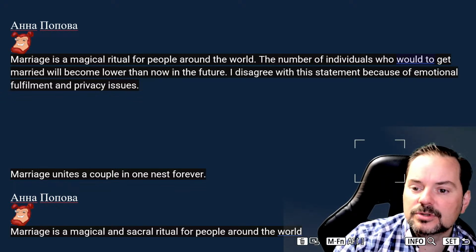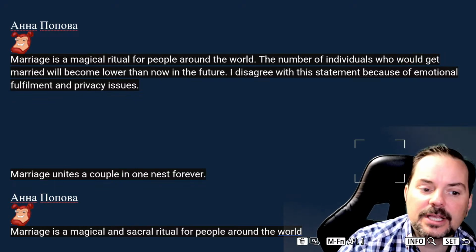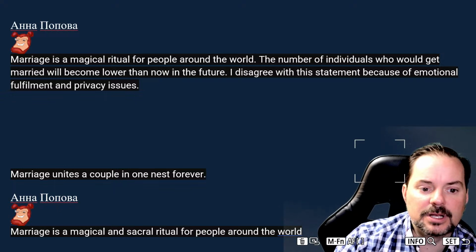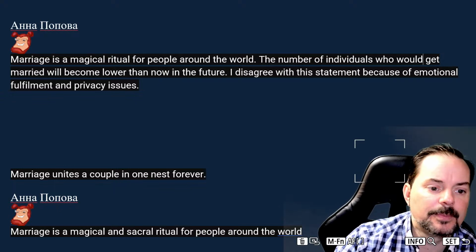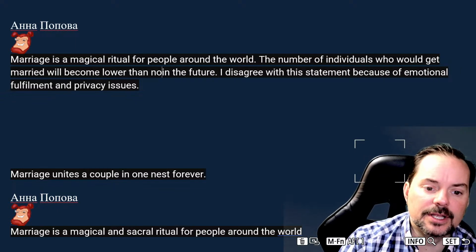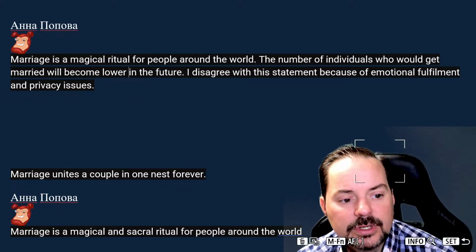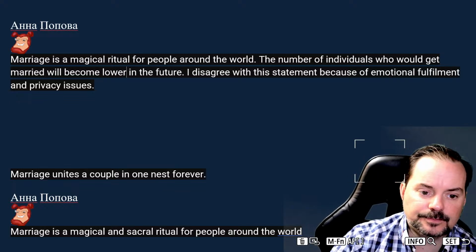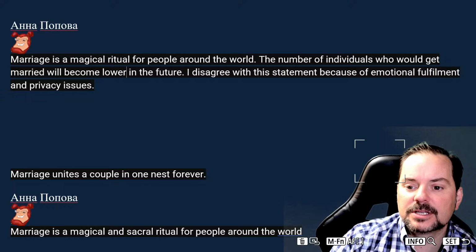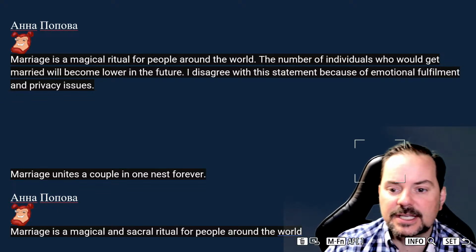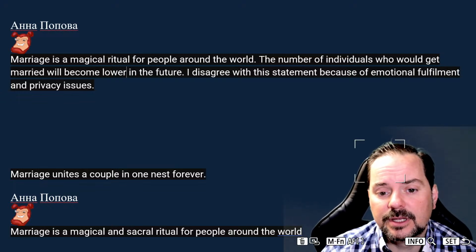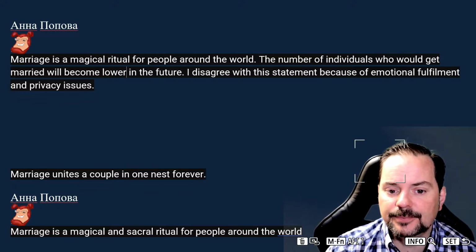The number of individuals who would get married will become lower now in the future. Will become lower than now in the future. Will become lower in the future. We know that you're comparing it to now. I disagree with this statement because of emotional fulfillment and privacy issues. Okay, you've got two interesting points there, and I would like to see what you do with those in the body paragraphs for sure.